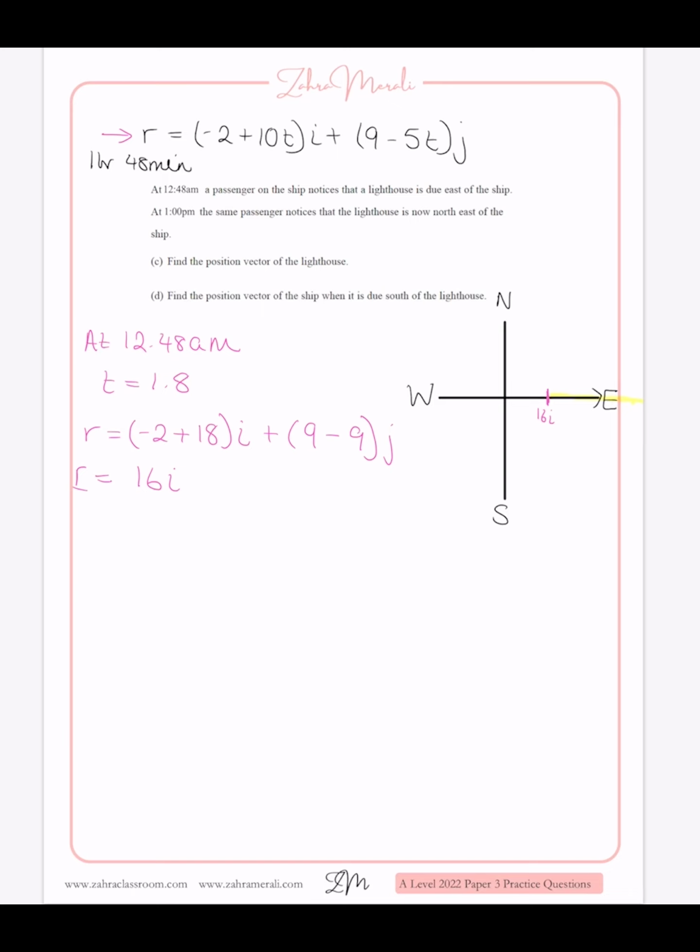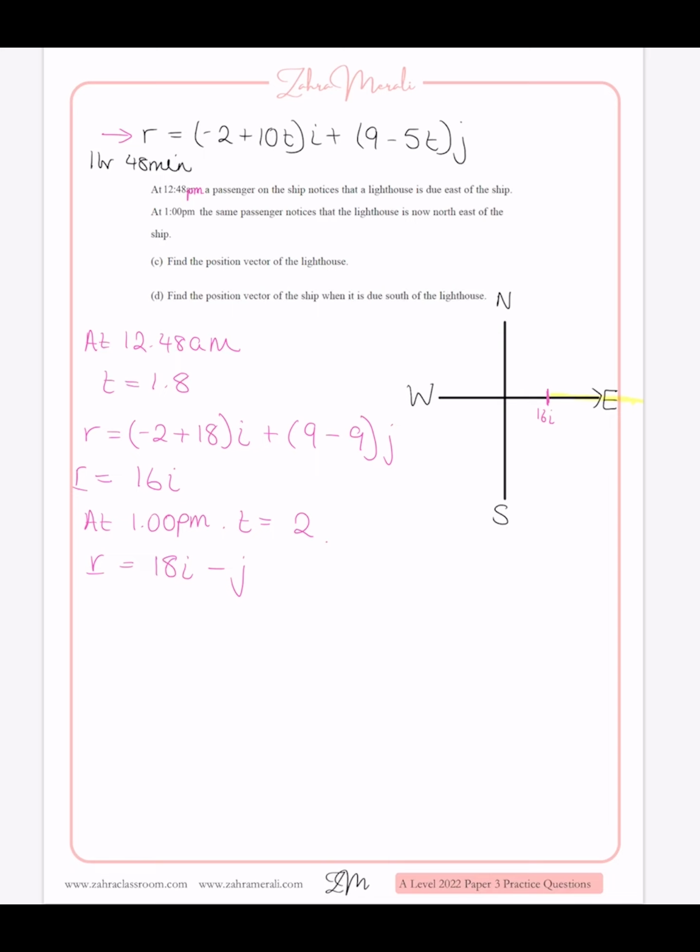Okay. Now we're told at 1 p.m. So that's when T equals, sorry, this should say 12:48 p.m. Apologies, that makes more sense. At 1 p.m. that's when T equals 2. Okay. R equals, so let's plug that in. 10 times 2 is 20, minus 2 is 18. 18I minus J.